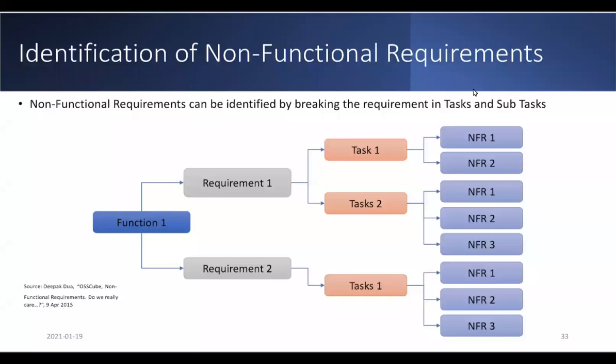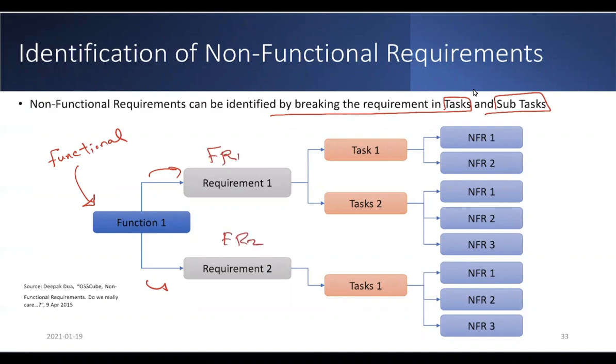How would we identify non-functional requirements? Non-functional requirements can be identified by breaking the requirements into two groups, tasks and subtasks. So we always start with functional requirements. We identify what the system would do, and then we break this into a set of functional requirements, functional requirement 1 and functional requirement 2. Each functional requirement will be divided into tasks like task 1, task 2, or even task 1 for functional requirement 2.